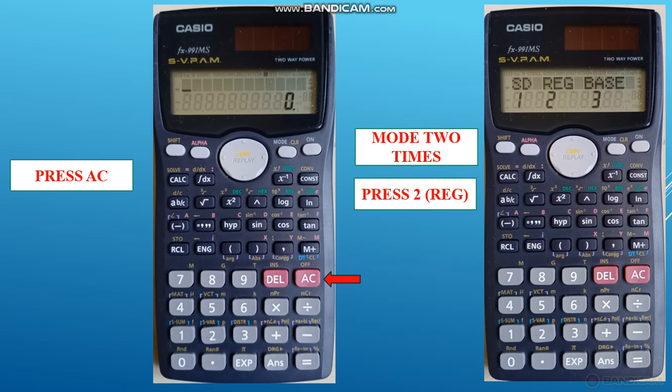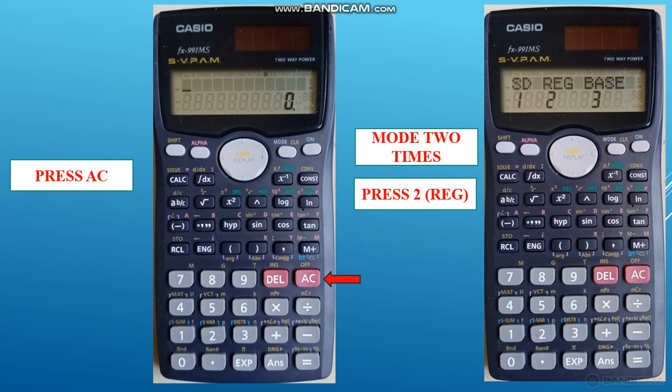The first option is SD, then REG and base. We want to go into the option REG, so you press 2.